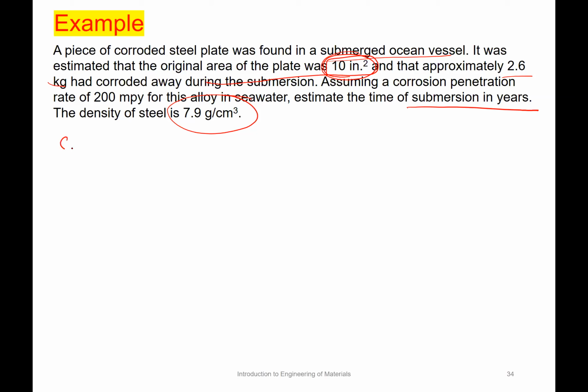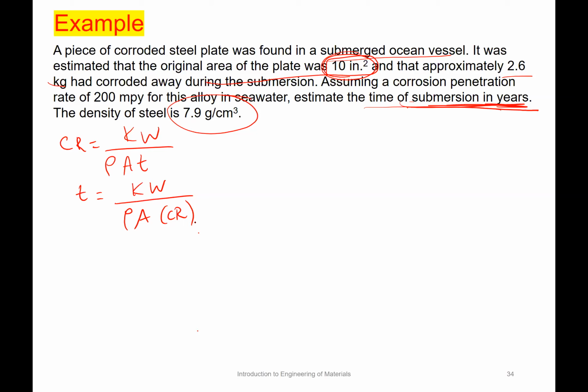So we know the corrosion rate is the prefactor K times the weight that's lost, divided by density times area times time in hours. So what we really want to solve for is T. It's given in hours, but we need to calculate it in years, so we'll need to convert afterwards. So when we rearrange the equation to solve for the amount of time of submersion, we get this. So that's the corrosion rate.